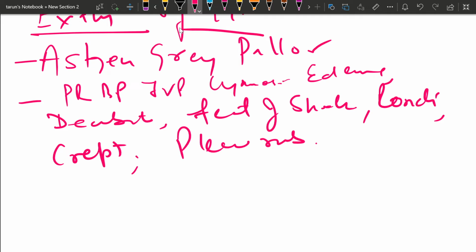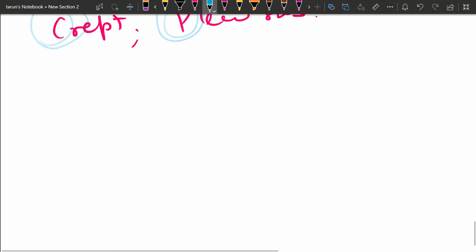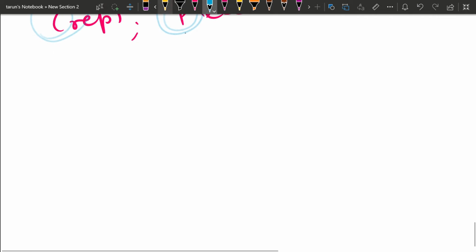So what are the examination findings in chest pain? You should be looking at the pallor, pulse rate, blood pressure, jugular venous pressure, cyanosis, edema, decubitus of the patient, features of shock, rhonchi, crepitations, pleural rub. So these are the examination findings. You have to note them down in a patient with chest pain.